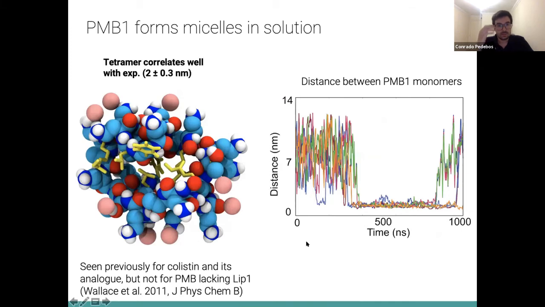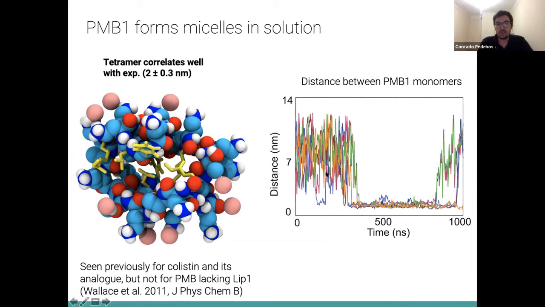So first we looked at the self-interactions of PMB1 in the control system, and we saw that PMB1 can form micelles in solution. The most prevalent form of these micelles was a tetramer, and the tetramer correlates well with experimentally measured micelles of polymyxins, more specifically polymyxin E, which is quite similar to polymyxin B.